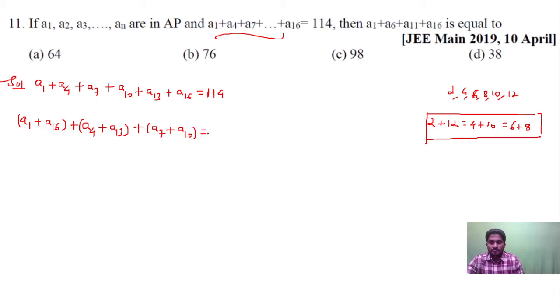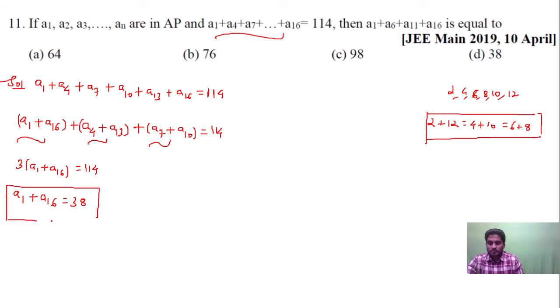is equal to 114. So the sums of the terms equidistant from the beginning and end are the same. So this is equal to 1, 2 and 3. Alright, so you get 3 times (a1 plus a16) is equal to 114. So a1 plus a16 is equal to 38. 114 divided by 3 is 38.